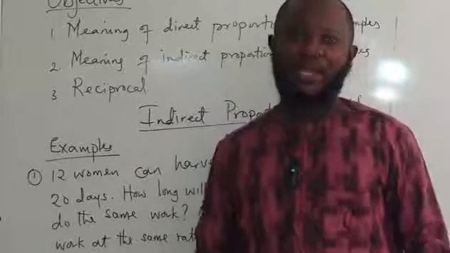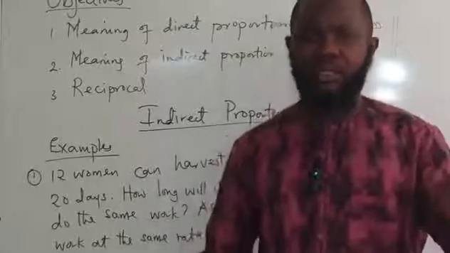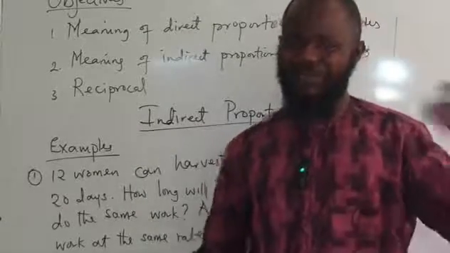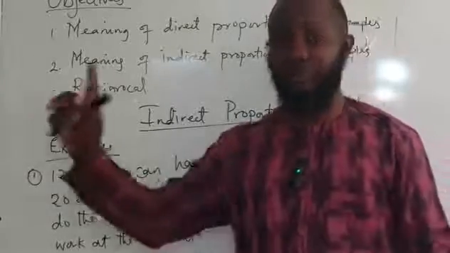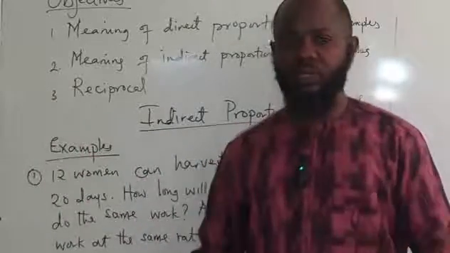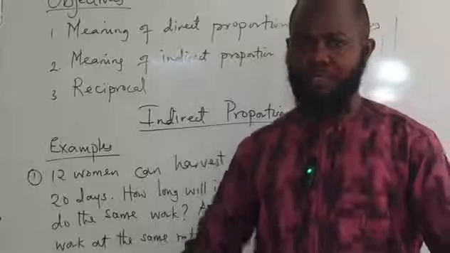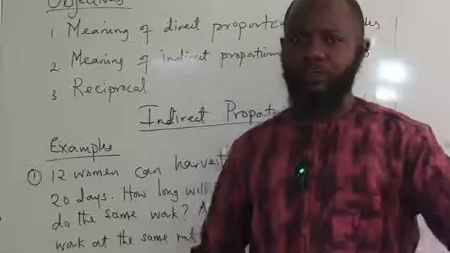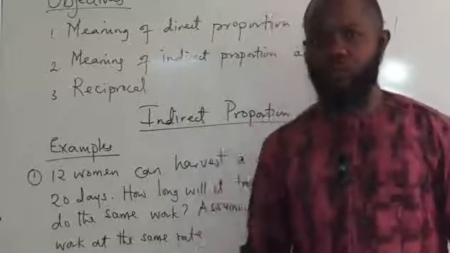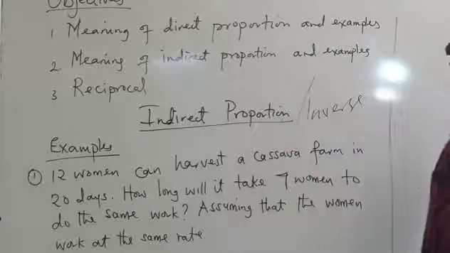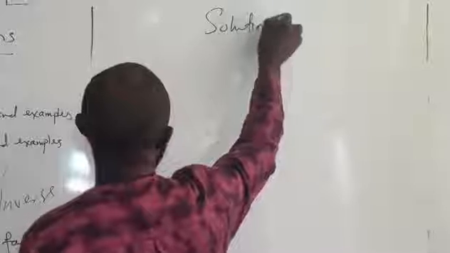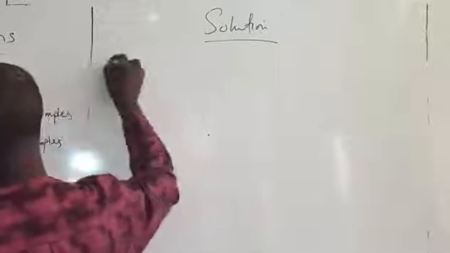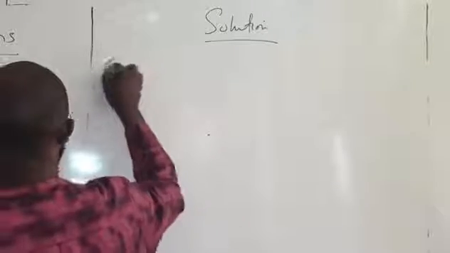So if you are looking at distance and time, that is direct proportion. But we are looking at people and time, right? The people and time. So it's going to be what? Inverse proportion. So let's look at the question now. 12 women, solution in this case. So that is question number one.